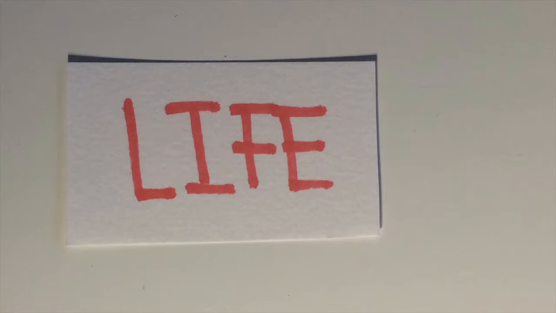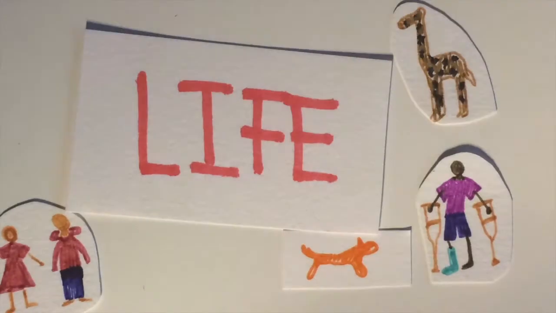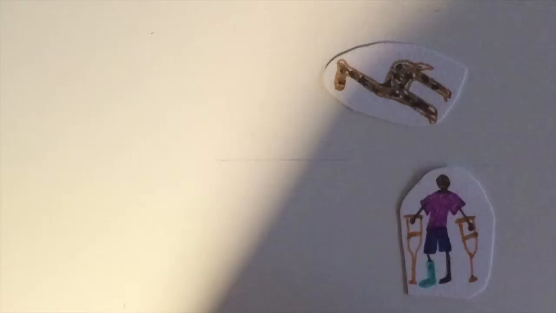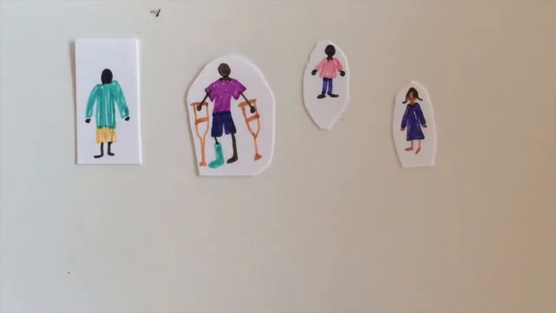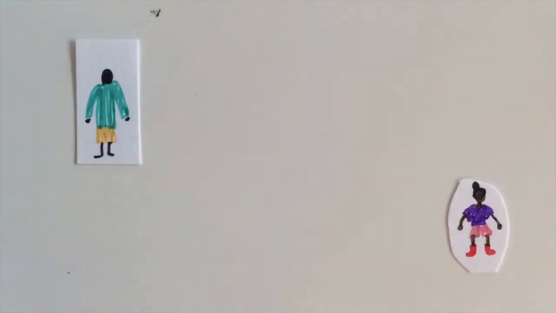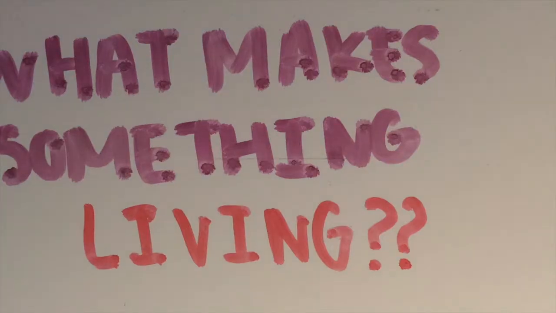Life is a complicated term, but the dictionary describes it as the condition that distinguishes animals and plants from inorganic matter, including the capacity for growth, reproduction, functional activity, and continual change preceding death. But what makes something living? Lots of characteristics are needed for something to be classified as living.